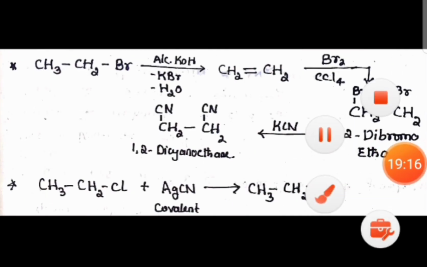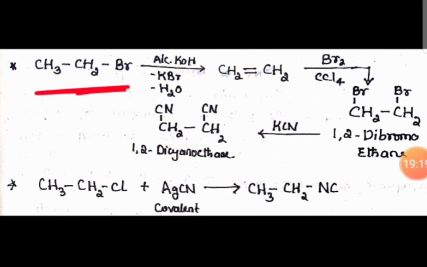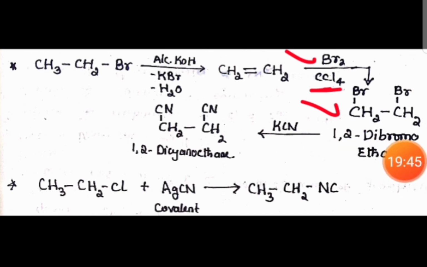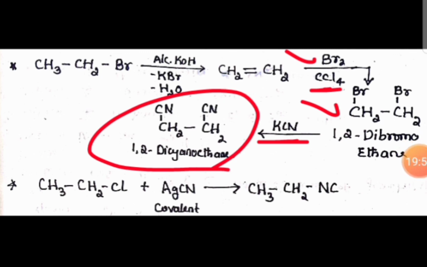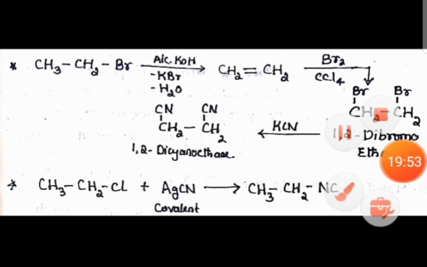Now here we have one reaction, bromoethane. When it reacts with alcoholic potassium hydroxide, it undergoes dehydrohalogenation. There is a release of Br from the alpha carbon atom, and a release of hydrogen from the beta carbon atom. There is a generation of ethene. Now that ethene, when we react with bromine in the presence of carbon tetrachloride, leads to an addition reaction to form 1,2 dibromoethane. When this 1,2 dibromoethane reacts with potassium cyanide, we will get 1,2 dicyanoethane.